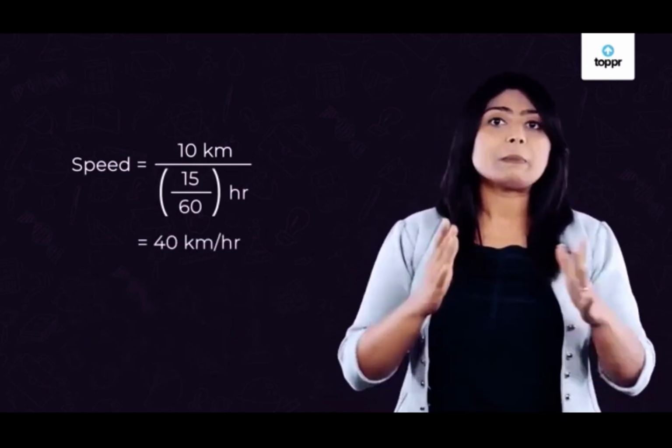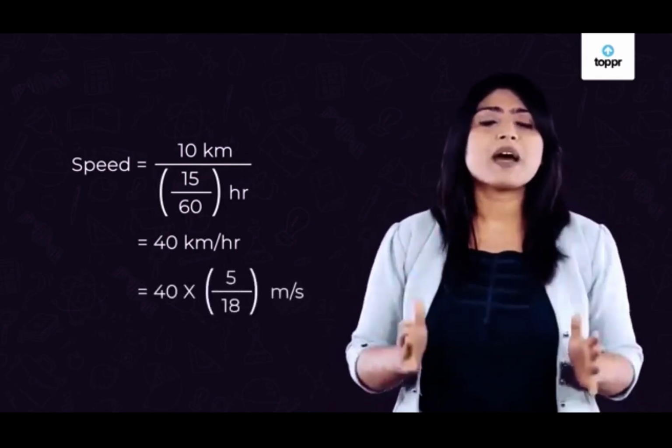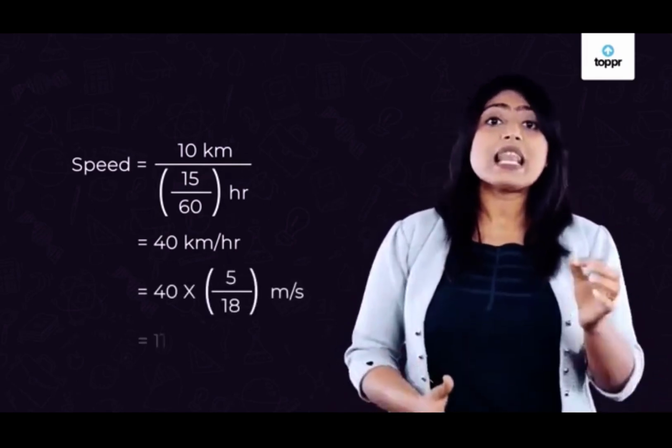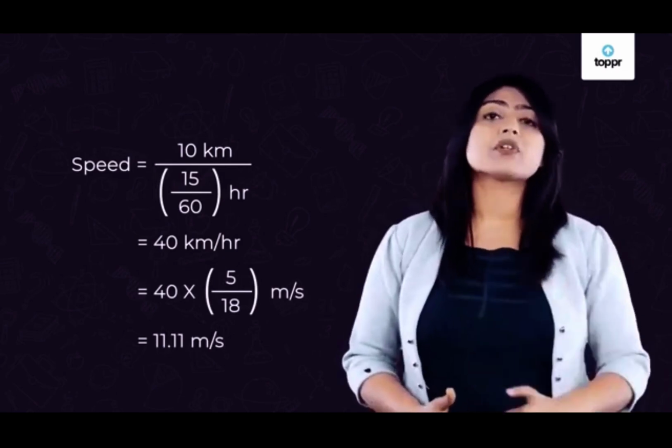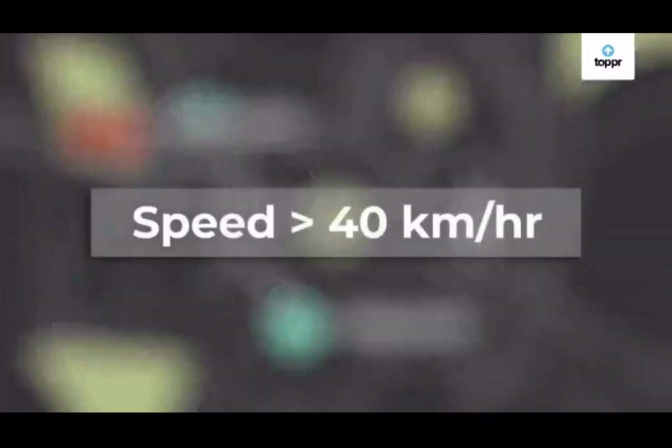To get the speed in meters per second, we will simply multiply it by 5 by 18 and we get 11.11 meters per second. Great. Now you know that your speed should be more than 40 kilometers per hour to reach within 15 minutes.